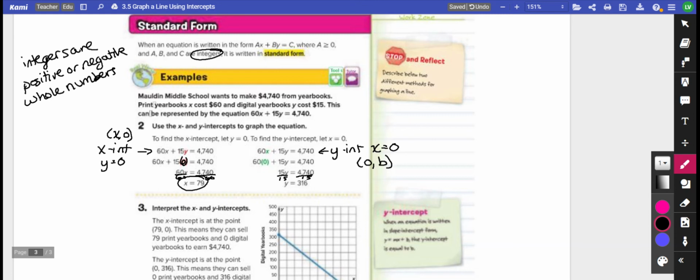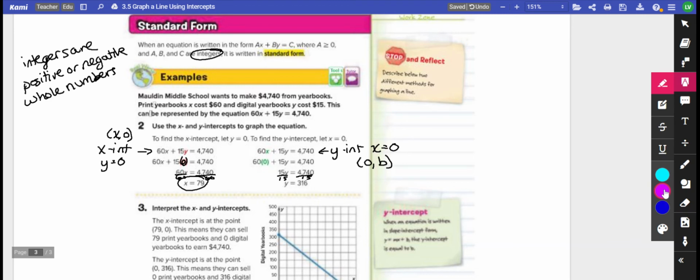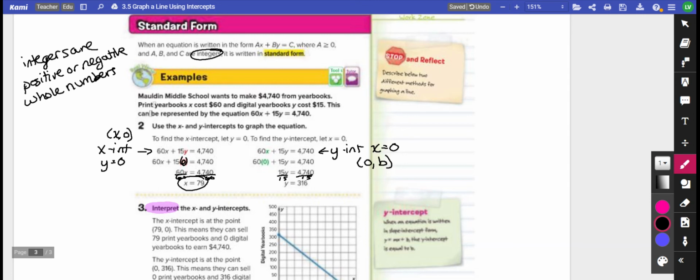So example number 3 is to interpret the x and y intercepts. Let's emphasize this word interpret. It's like when you are learning a foreign language. If you have someone interpret for you, that means that they explain it to you. So interpret means explain the x and y intercepts. Meaning, what does (79, 0) mean? What does (0, 316) mean?